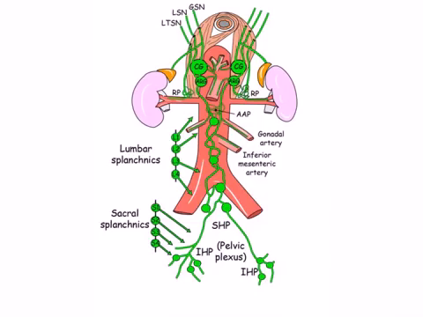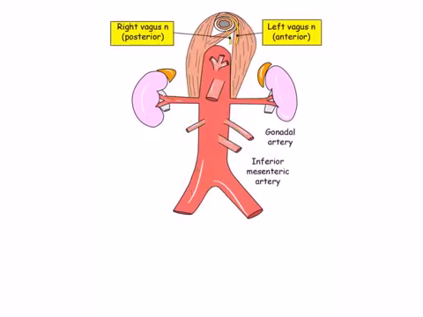The only exception is the branch of the greater splanchnic nerve which goes to the adrenal gland, which is a preganglionic fiber, and the adrenal gland itself is regarded as the postganglionic fiber. Now let's turn our attention to the parasympathetic supply.